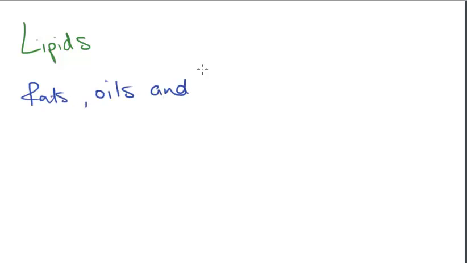Hey guys, welcome to part 2 of this organic molecule series. Today we're talking about lipids. Lipids include fats, oils, and waxes.